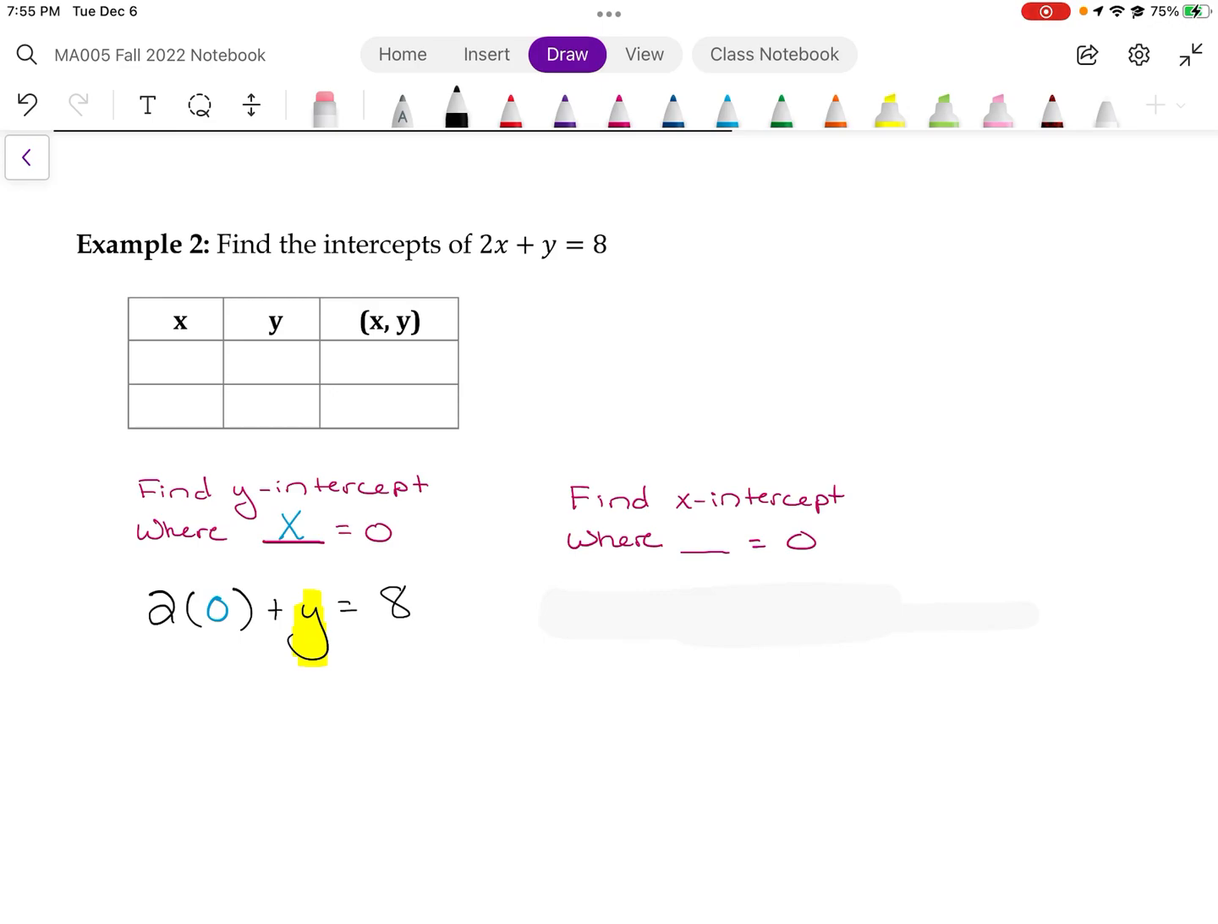All right, so this goes away. It becomes 0, or you can just cross it out, either one. 0 plus y equals 8, so of course y equals 8. Now what are you going to do with this? The y-intercept is where x equals 0. So we're going to say, well, x equals 0, and we found out that y was 8. So our y-intercept is going to be 0, 8, right? That's the y-intercept.